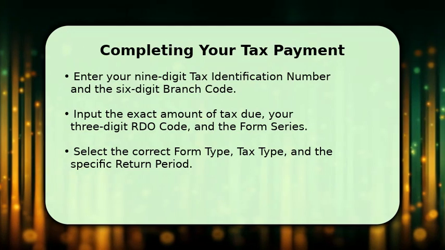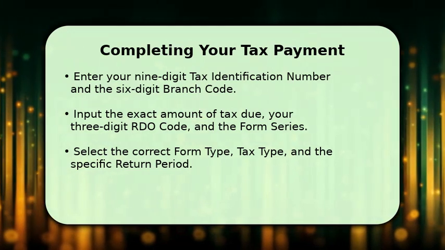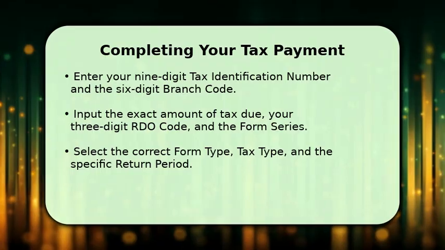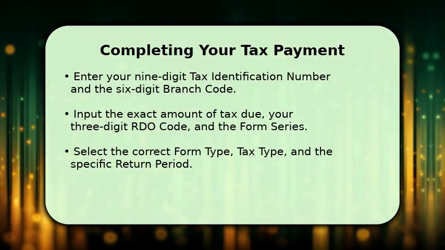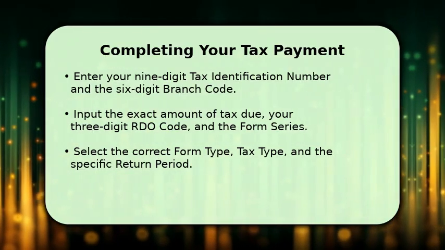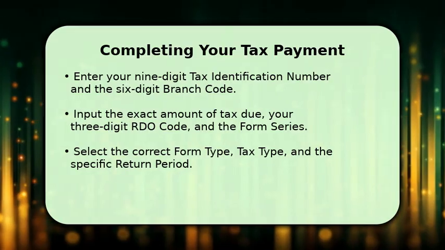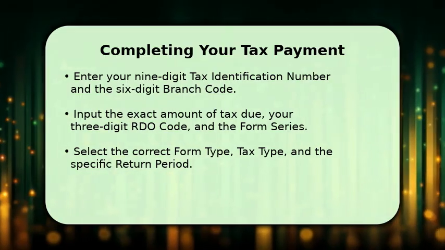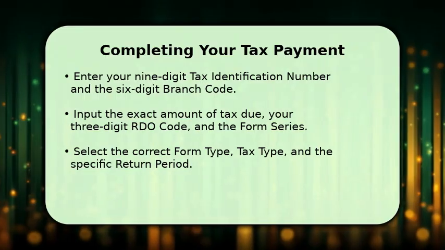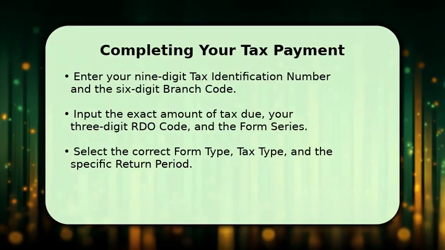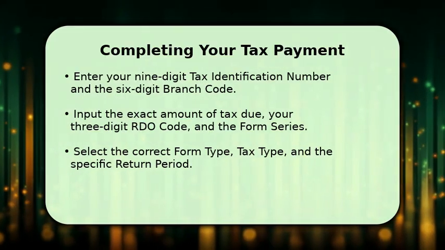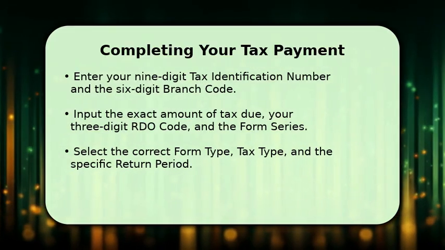Now, fill in the required fields, your 9-digit tax identification number, followed by your 6-digit branch code, which is often 5 zeros. Enter the precise tax amount, your 3-digit RDO code, and the form series, typically 25500. Select the appropriate form type, tax type, and the exact return period for the quarter you are paying.